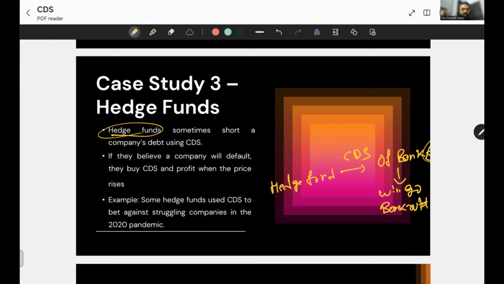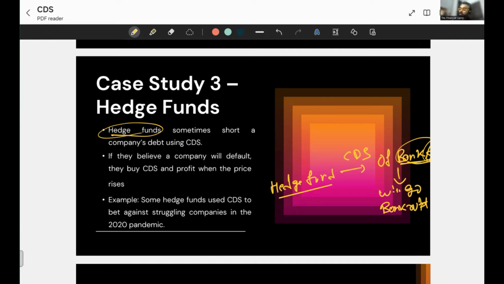Although the hedge fund didn't lend any money to Bank A, they are still buying CDS, because CDS is something which trades like stocks or shares in the secondary market too. So they just buy the CDS of Bank A, believing that Bank A will go bankrupt. If the company struggles, CDS prices rise, because the hedge fund is speculating that Bank A will default in the near future, right? And if Bank A struggles in the near future, it's but obvious that CDS prices will rise.